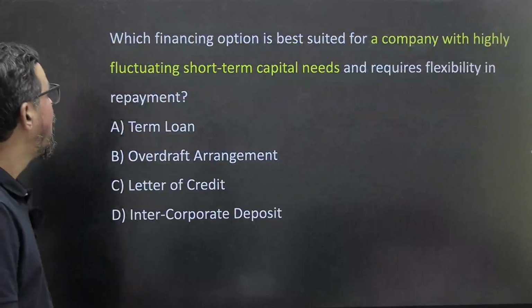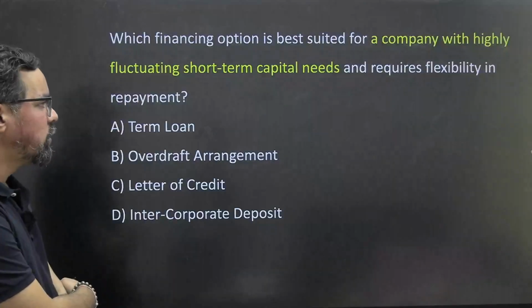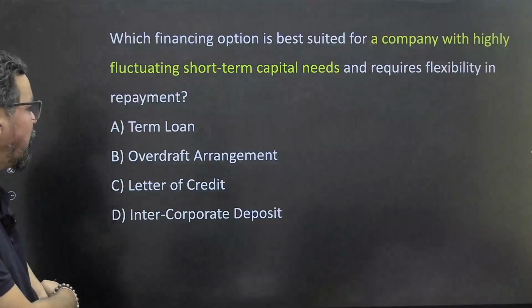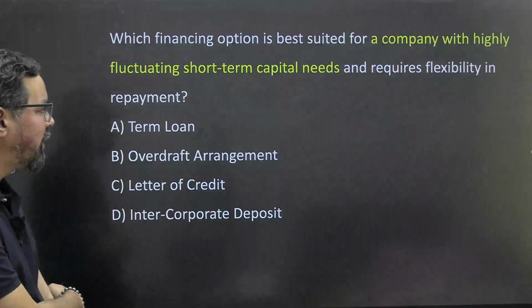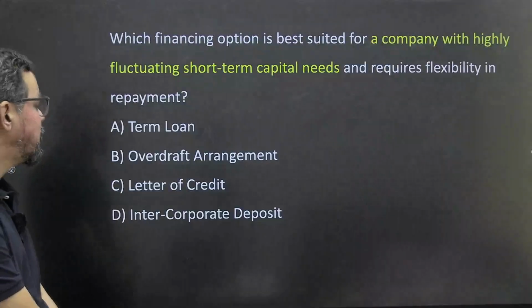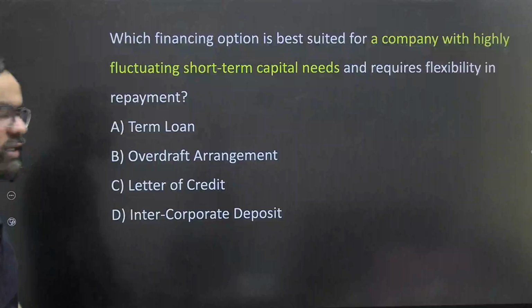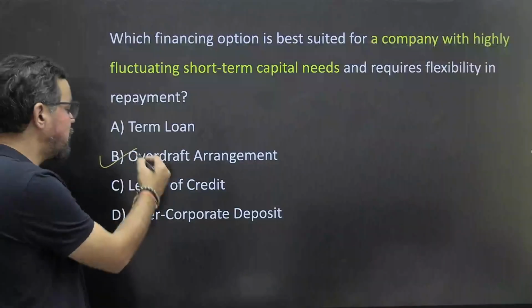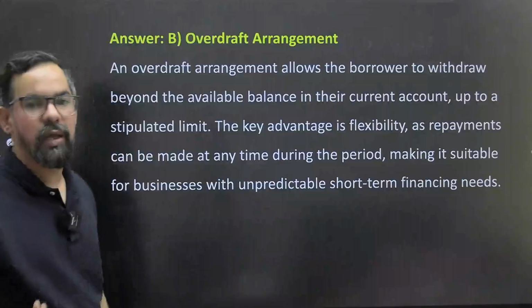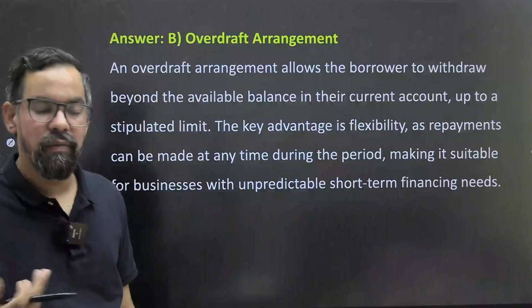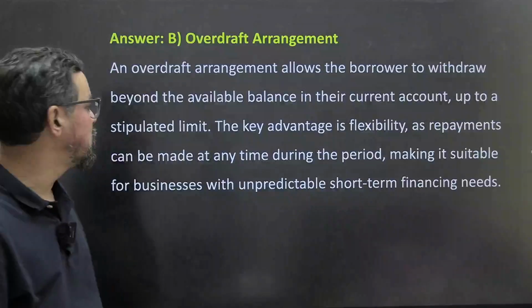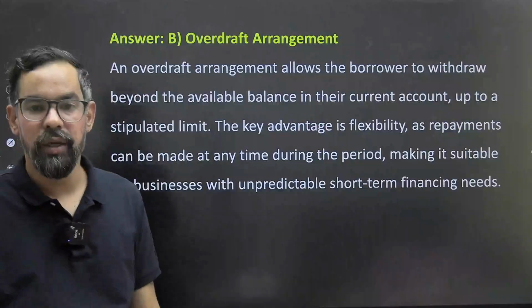Which financing option is best suited for a company with highly fluctuating short-term capital needs and requires flexibility in repayment? An overdraft arrangement will be the best in this particular case. As per the requirement, they can draw the money, and once they draw, only then will their obligation be there, and they need to pay the interest.